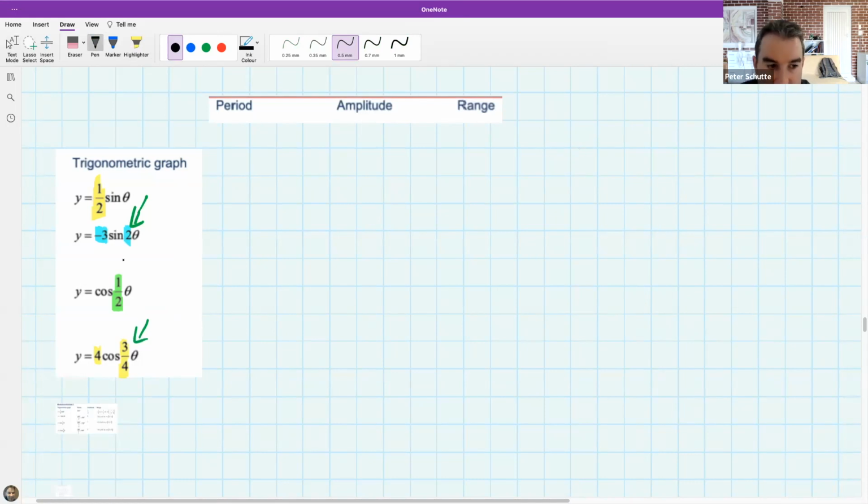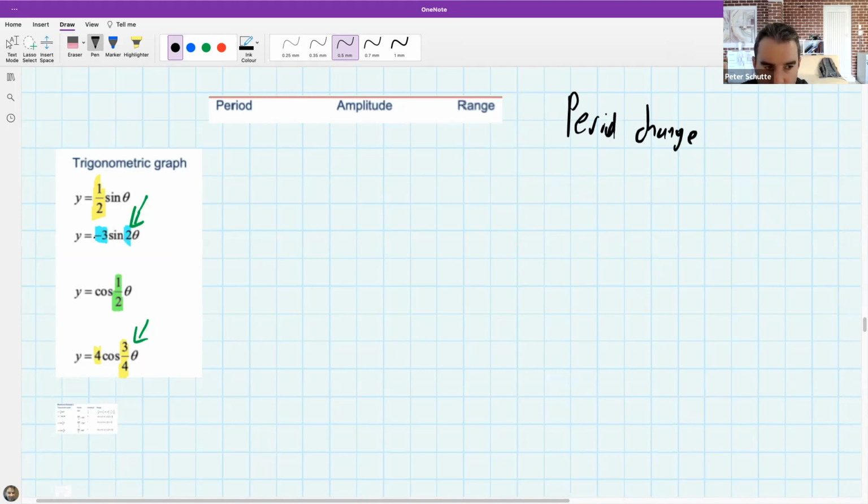So in this particular case, this doesn't change the amplitude. What the number in front of the angle changes is, yes, Teddy said, how many times will the graph fit in 360? It changes the period of the graph. So the number in front of the angle will change the period of the graph.